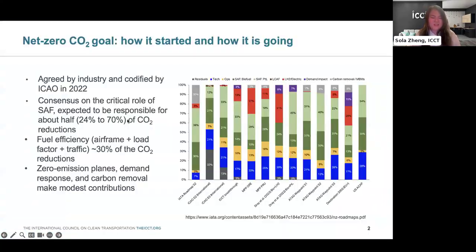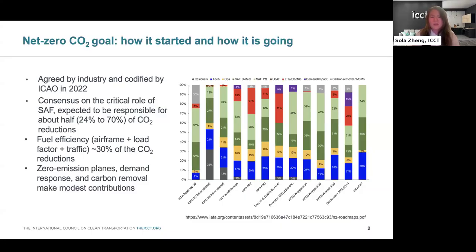So first of all, let's go back 3 years in time when the net zero CO2 by 2050 goal was first introduced at the 41st Assembly of the International Civil Aviation Organization, or ICAO. And that is also the year when a lot of groups, including ICCT, developed global decarbonization roadmaps for aviation. On the right side of the slide, you will see IATA's compilation of major roadmaps, where the dark green and light green bars represent BioSAF and eSAF.